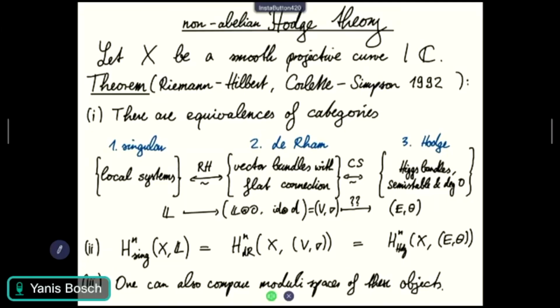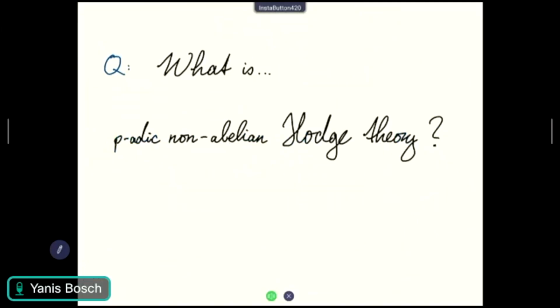Nice. Okay, so that's what non-abelian Hodge theory is. And now you can probably guess what p-adic non-abelian Hodge theory is. And now we finally arrived at the title of the talk.